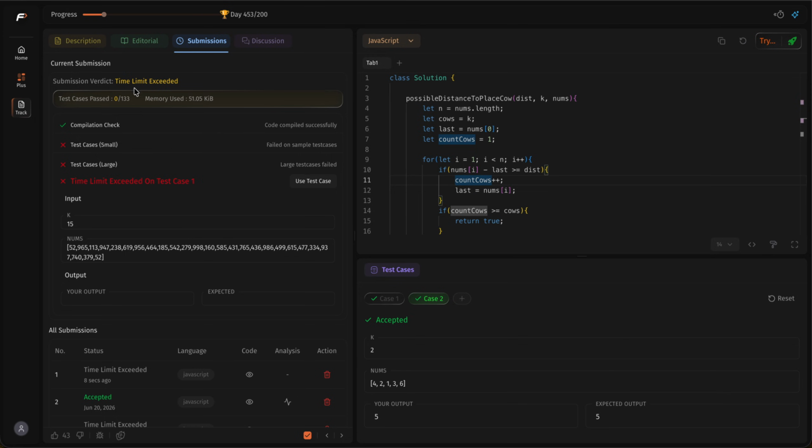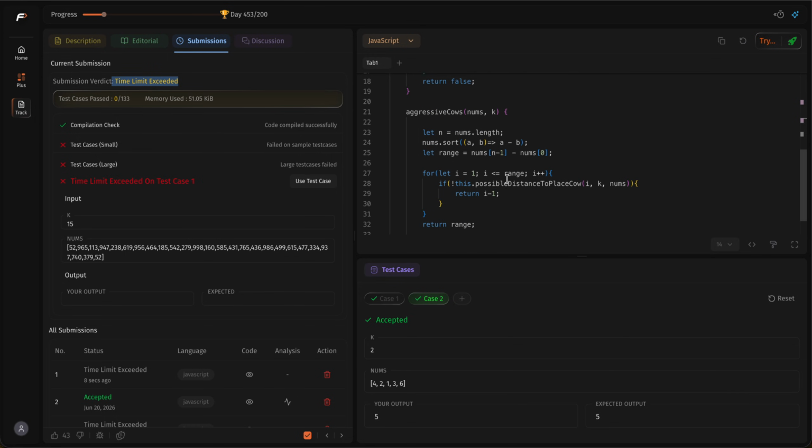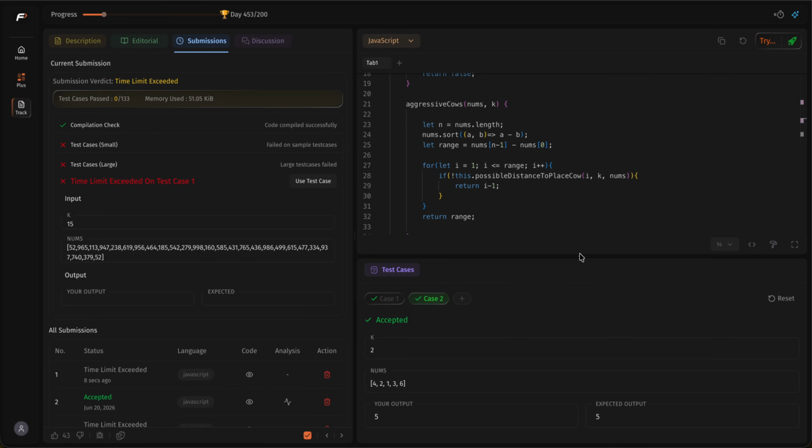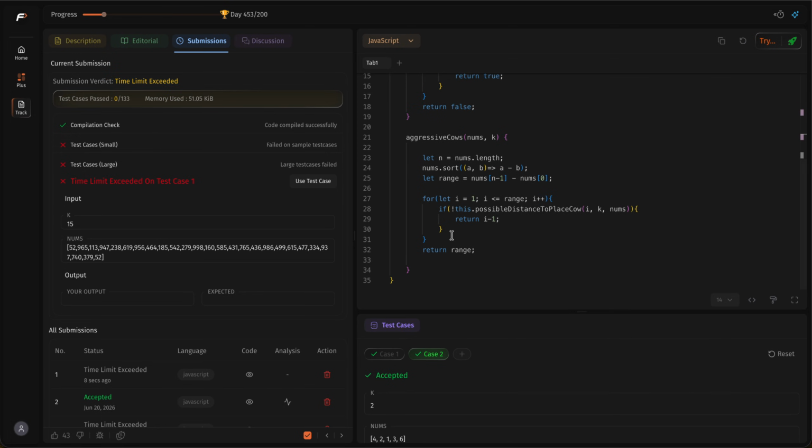Okay, we got our TLE, not an issue. We just have to optimize the solution for this. So we solved this question, but we got the TLE, so we'll optimize this.